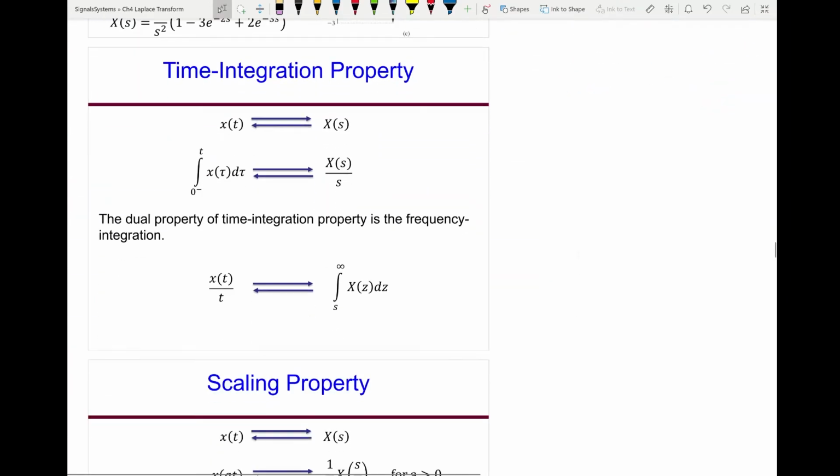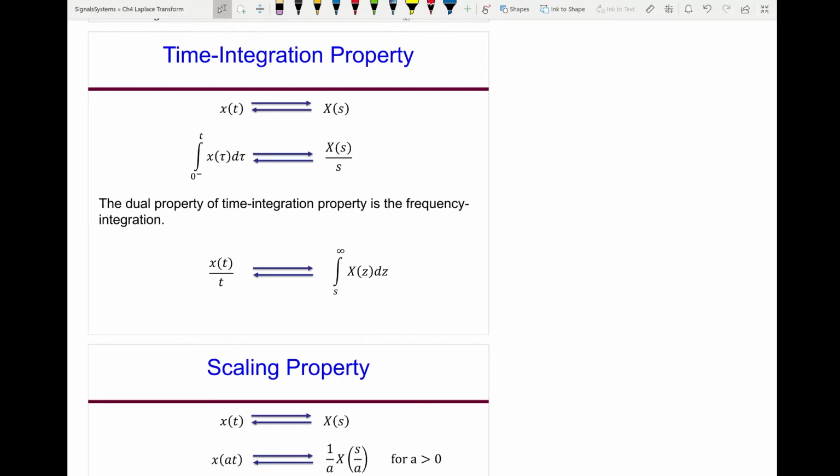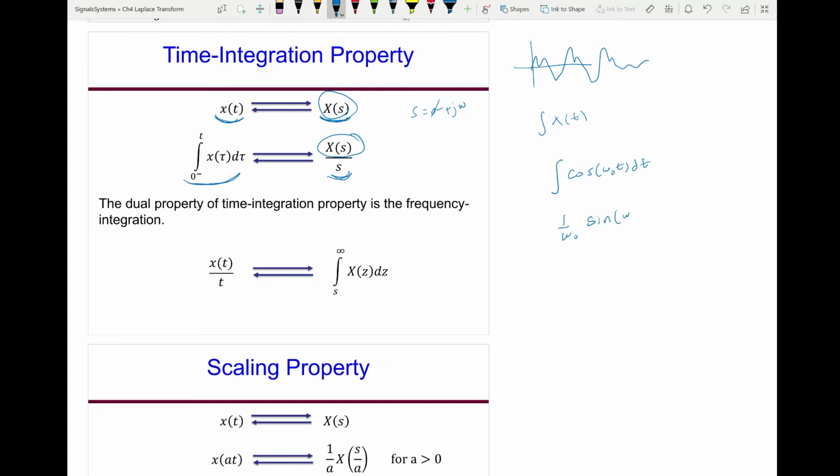Okay. The next property is the time integration property. If I have x of t and I have the spectrum x of s, and I take the integral of the signal in the time domain, then the resulting signal will have a spectrum that looks exactly the same, divided by s. For example, if I integrate cosine omega 0t dt, it will be 1 over omega 0 sine omega 0t. The sine and cosine are just phase shifted by 90 degrees, but it's divided by omega 0. So the spectrum of the integral will be the same as this spectrum, but divided by its frequency, or s, which in this case is omega 0.